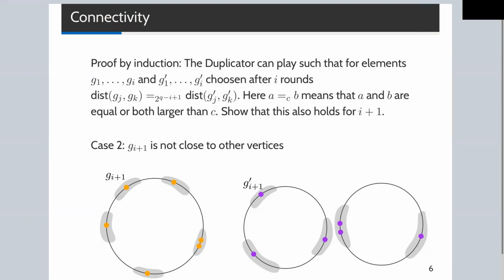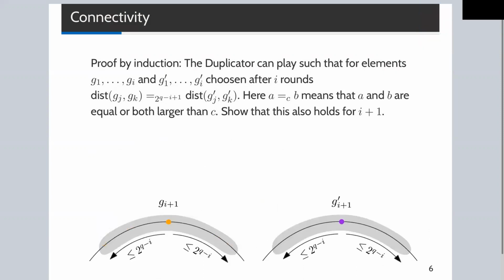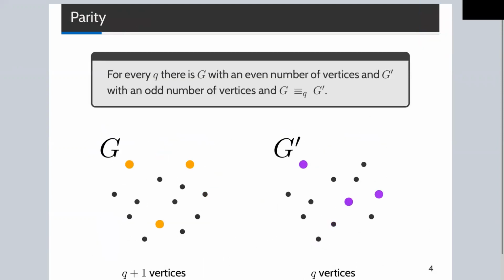Okay, so that basically asks the second question, which is, do these graphs need to have the same size? Which apparently they don't. No, they don't need to have the same size. Like with this example here, for the parity, one graph has Q plus 1 vertices and the other one has Q vertices. So this means there's a graph with an odd number of vertices that cannot be distinguished.